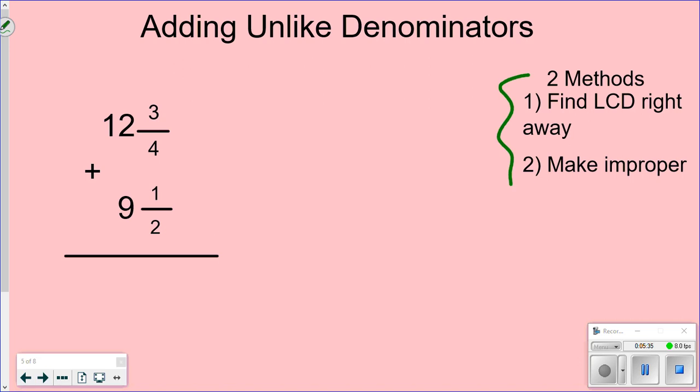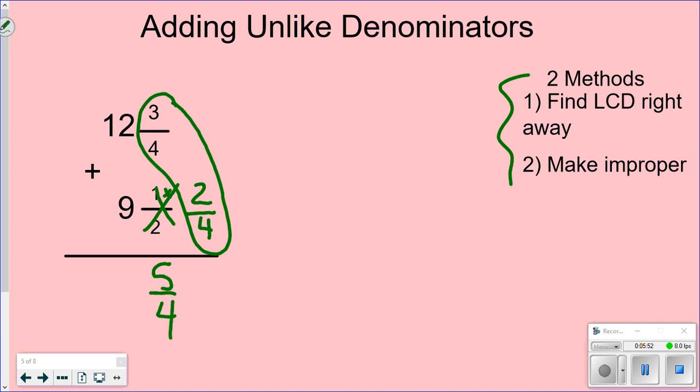So 4 and 2, I know that 4 can be a common denominator. So 2 times what gives me 4? Times 2, so I'm going to take this times 2. Now this can be canceled out, and then I can look at my fractions that are the same. So 3 plus 2 would be 5/4, and then 12 plus 9 would be 21. Okay, now you see my problem. I cannot have a mixed number here. So let's make that a mixed number. I know that is 1 and 1/4.